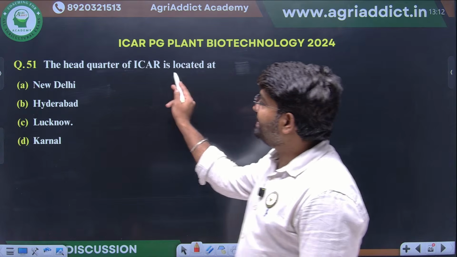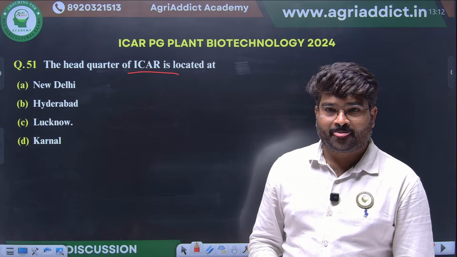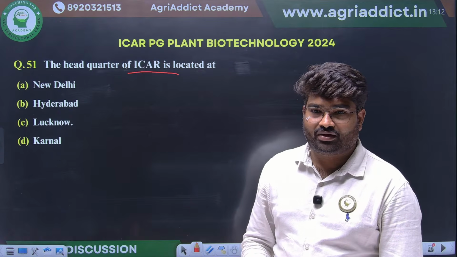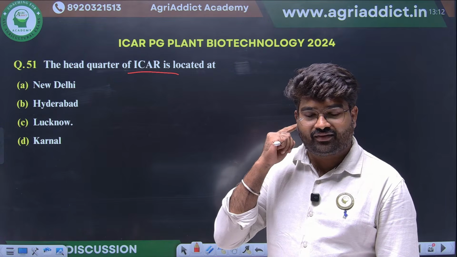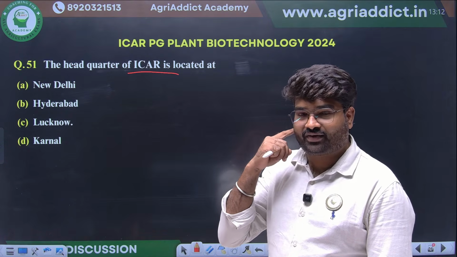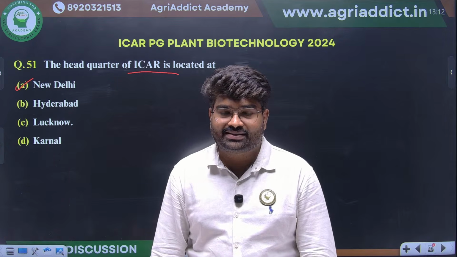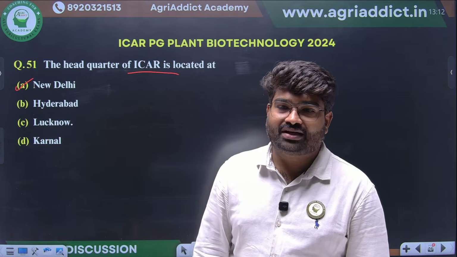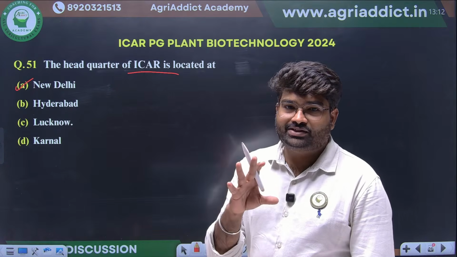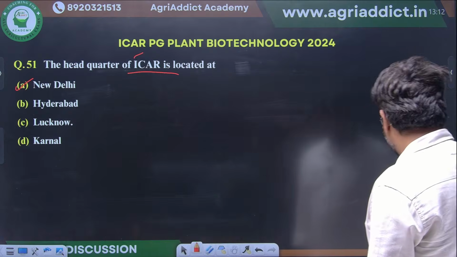Next, the headquarters of ICAR is located at. Simple and direct question. Hyderabad, Lucknow, New Delhi, Karnal. Where is the headquarters of ICAR? See, in 2025 they asked who is the DG of ICAR. In 2024 they asked where the headquarters of ICAR is. You have to know about ICAR: when it started, what is the motto of ICAR, how many institutes are there. These things they can ask in general agriculture. So you have to focus on that. What are the institutes, where they are located? That is the most important thing. So ICAR headquarters is in New Delhi.